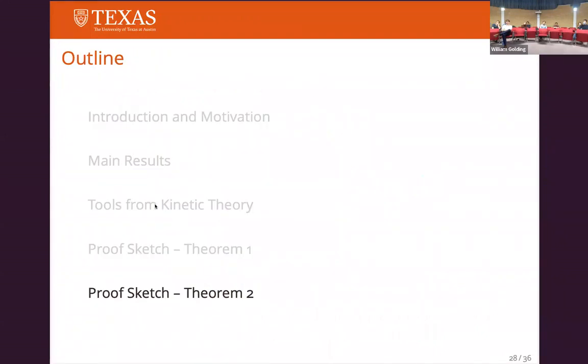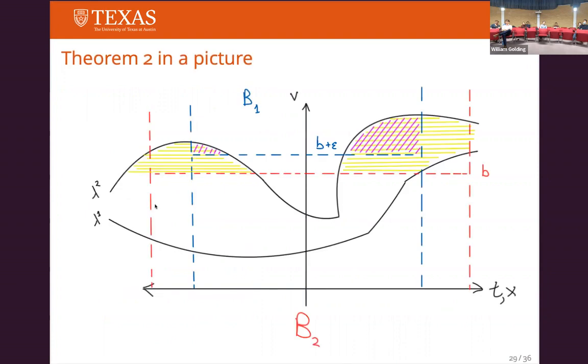Well, next I will try and use any time to sketch a little bit about theorem 2, which I think is the more interesting or more novel in some sense. So in a picture, just let me rephrase theorem 2. Theorem 2 basically said, if I look at a solution, which now I'm converting to the kinetic framework, so I have these two curves.